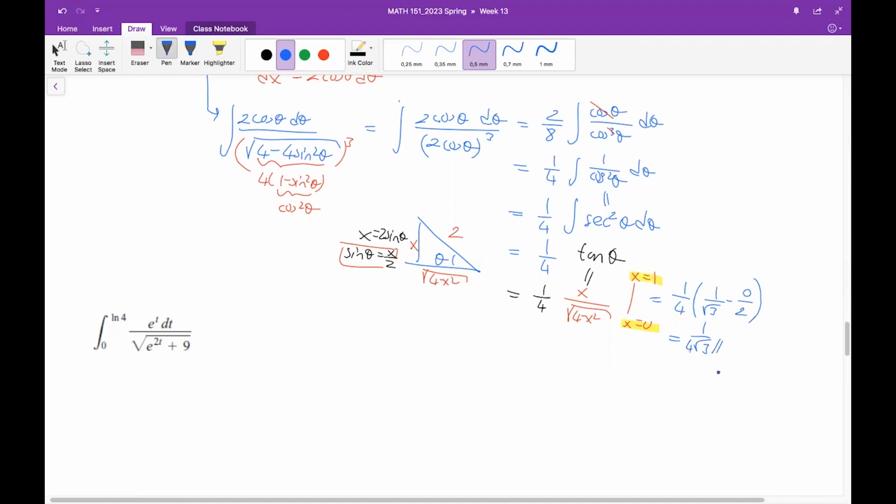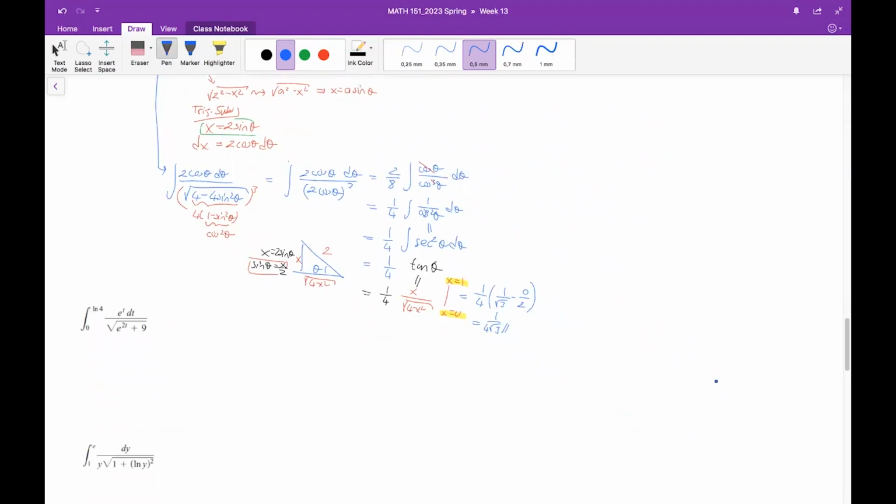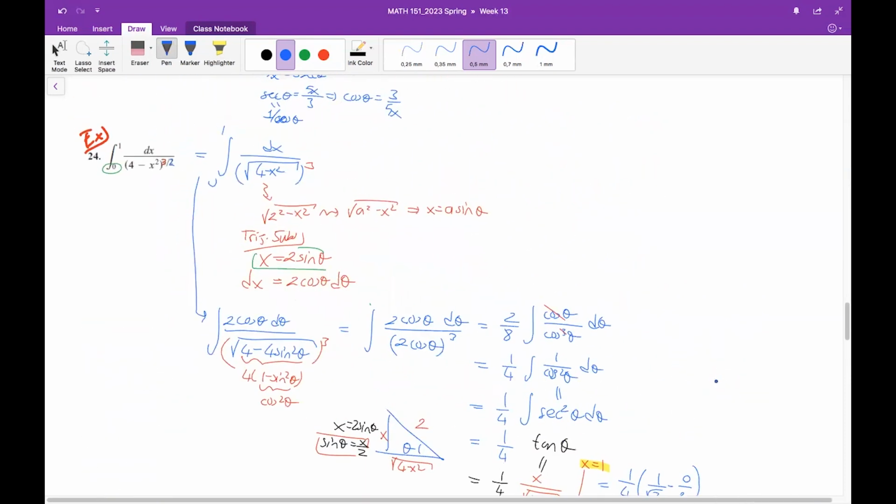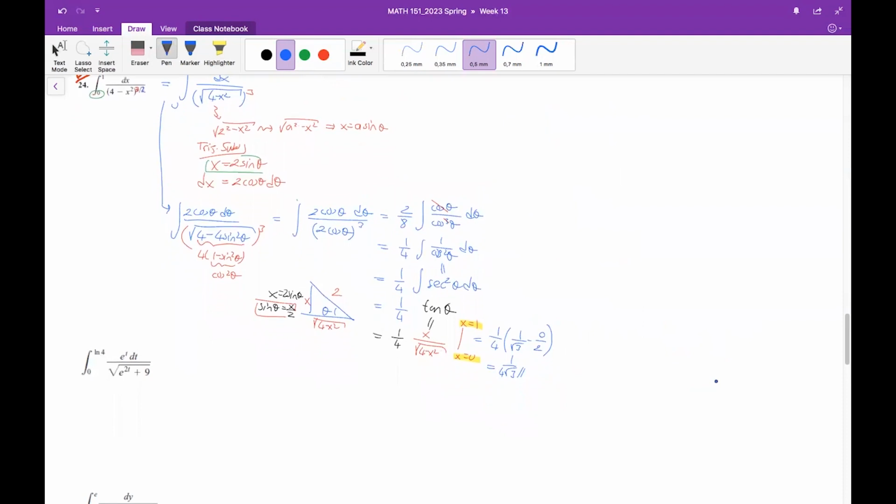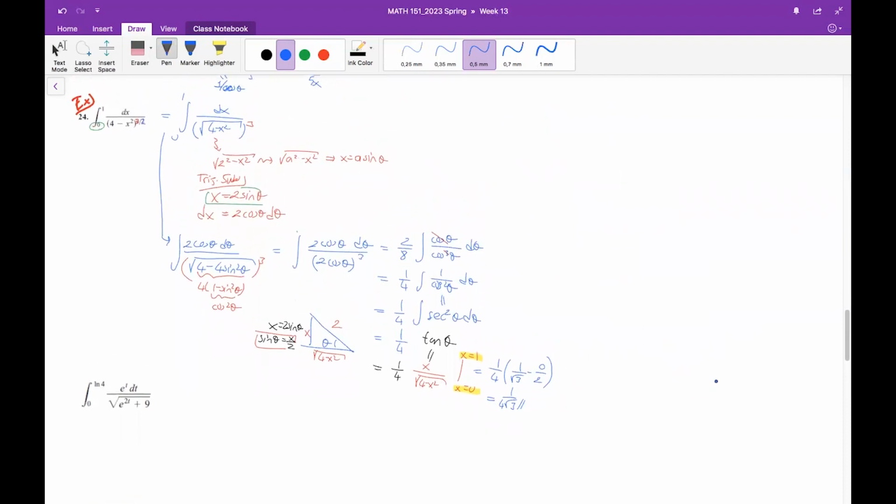So if your integral is definite, you shouldn't forget to insert upper lower boundaries at the end after turning back to the original variable. Okay, that's the result.